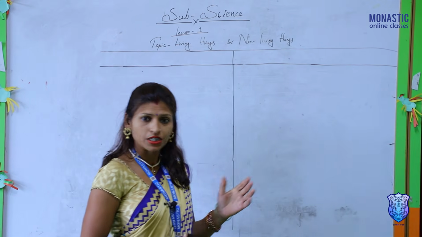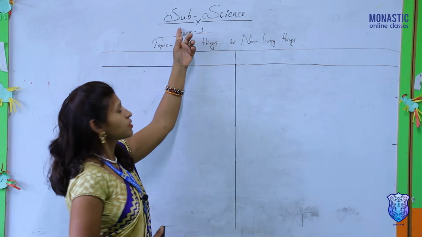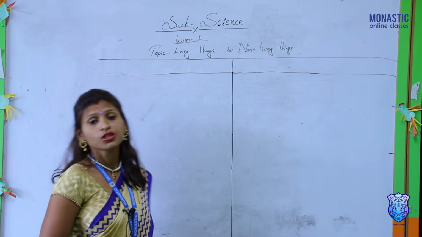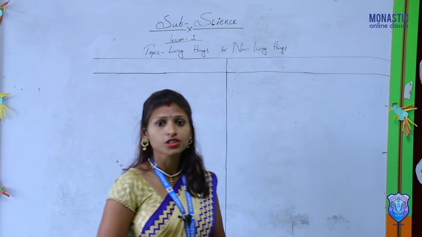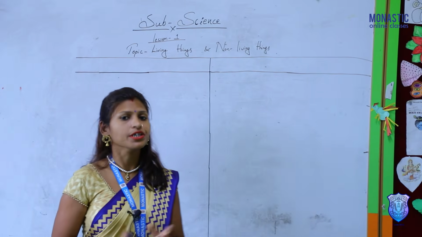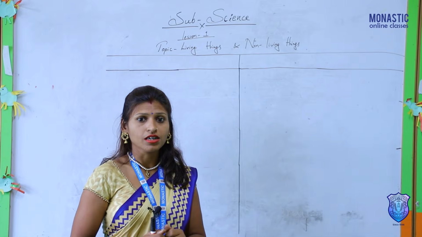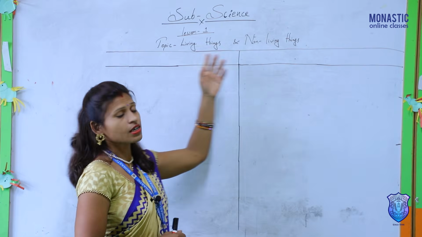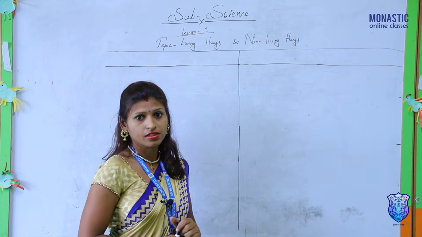Today we are going to read in science. Our subject, science. Now we are going to start from lesson 1. Students, science is the subject which teaches us about our environment and surroundings. And according to it, today our topic is living things and non-living things.